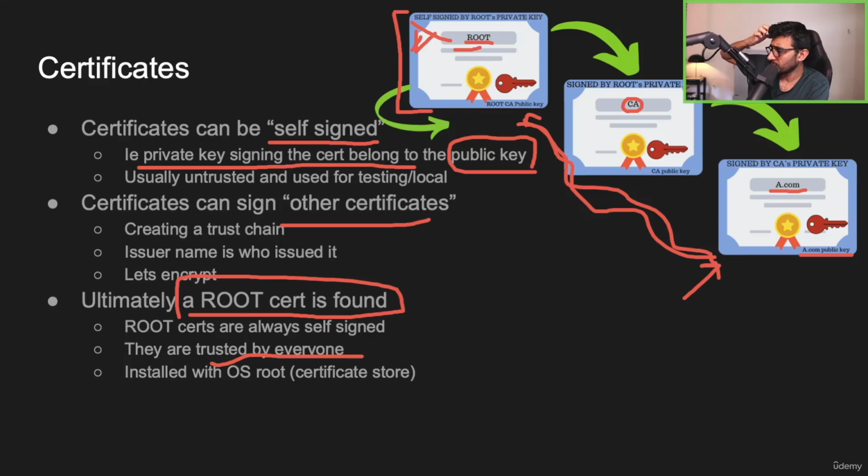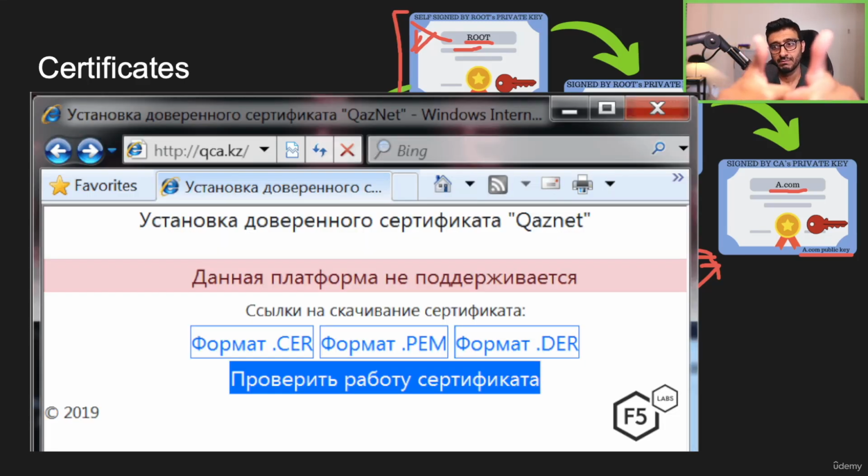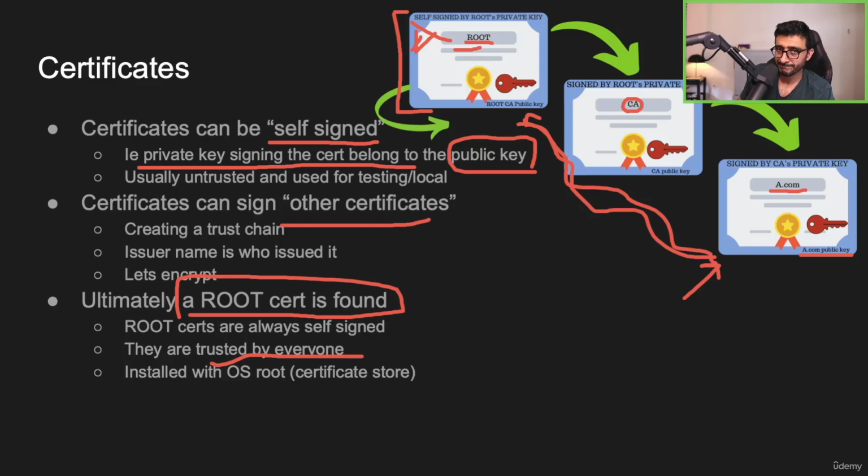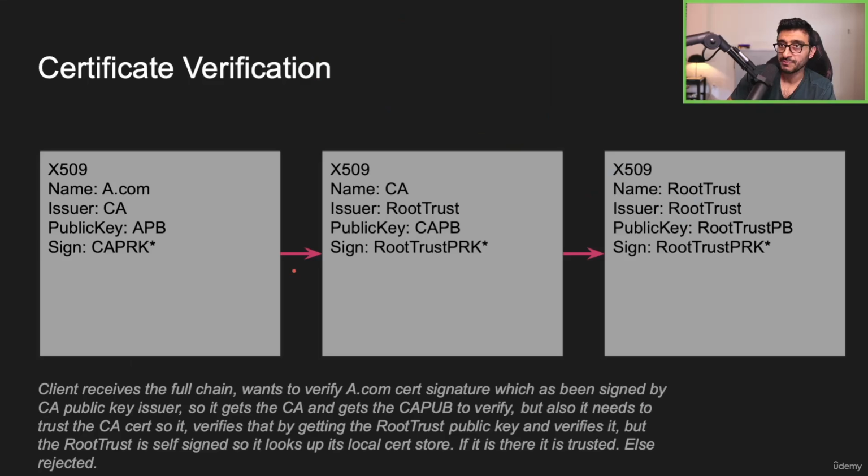And then, okay, who signed this? Well, okay, root Kazakhstan, KZ, whatever. I look up KZ in my store and oh, it's there. Trusted. Let it in. And just like that, all your stuff has been decrypted essentially. You were man in the middle, right? Completely, right? Anyway, let's move on.